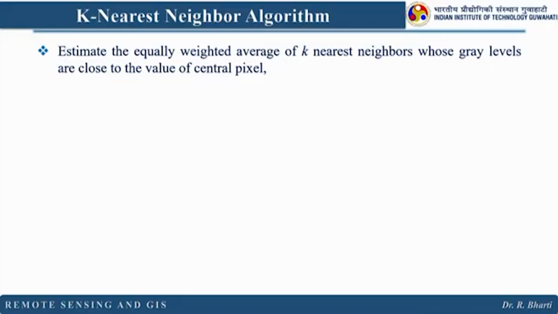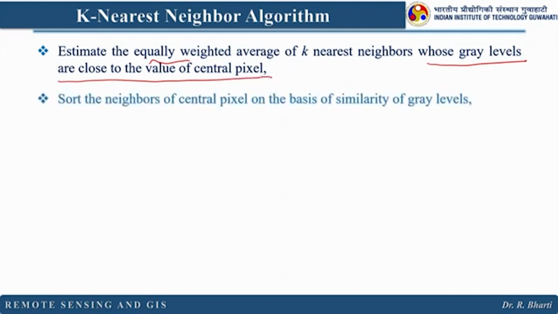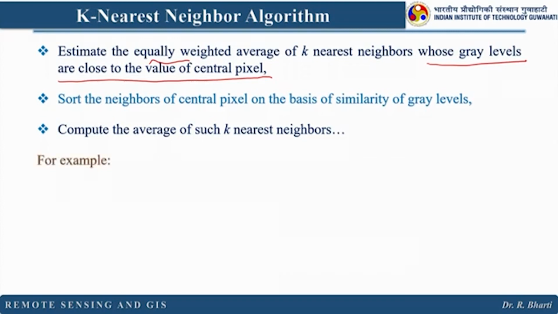Next one is the K nearest neighbor algorithm, where we identify K nearest neighbors. Nearest neighbor means based on the values. So estimate the equally weighted average of the K nearest neighbors whose gray levels are close to the value of the central pixel, right. Sort the neighbors of the central pixel on the basis of similarity of gray levels. Compute the average of such K nearest neighbors, and then you replace the original DN value of the central pixel with the newly calculated one.